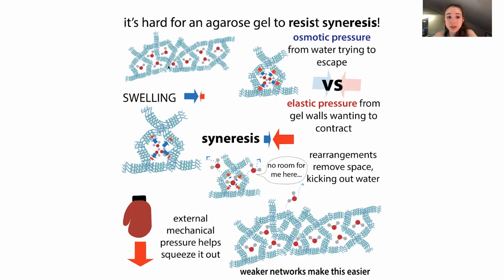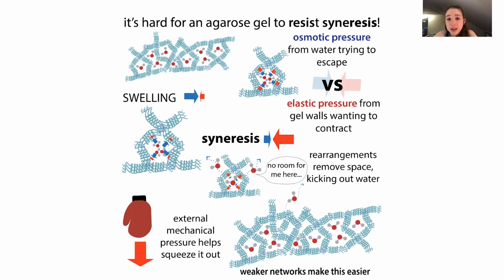It's going to start swelling, but it's going to be counterbalanced by this elastic pressure from the gel walls wanting to contract. So if the osmotic pressure isn't strong enough, then what can happen is that the elastic pressure can win, and you can get this collapsing and this rearrangement that kicks out water. If you can increase the osmotic pressure, you can prevent that. One way to do this is by adding charged groups to the agar so that it is going to pull in more water and prevent that water from leaving.